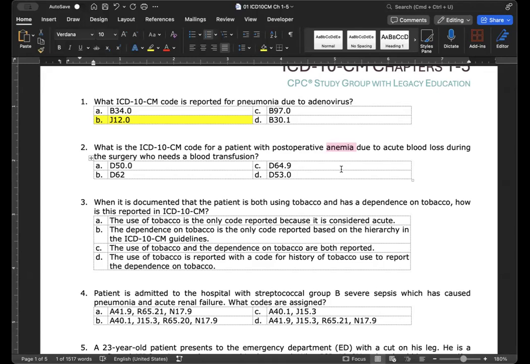Underneath anemia, we will go to postoperative. And then due to acute blood loss. And then what code will we choose from there? D62. Okay. Does everybody agree on that one? D62?